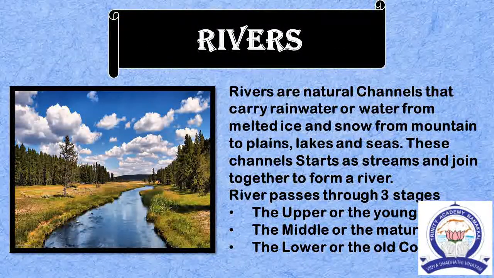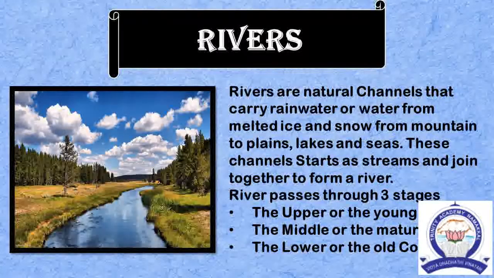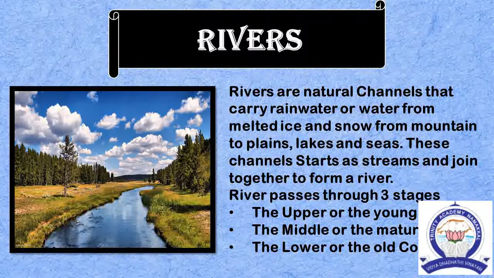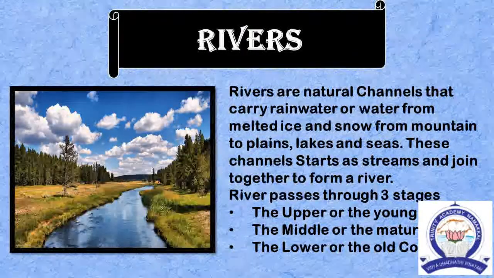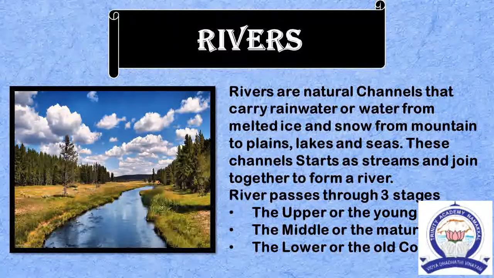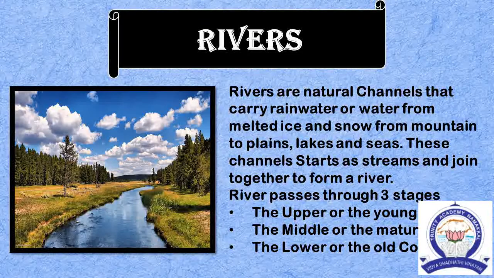Rivers. Children, we all learnt about various rivers, Ganga, Yamuna, Brahmaputra, etc. Yes, rivers are freshwater resources. Rivers are natural channels that carry rainwater or water from melted ice and snow from mountains to plains, lakes, seas. These channels start as a stream and join together to form a river from the place where it originates to its mouth. Children, mouth means the place where a river joins the sea or a lake.